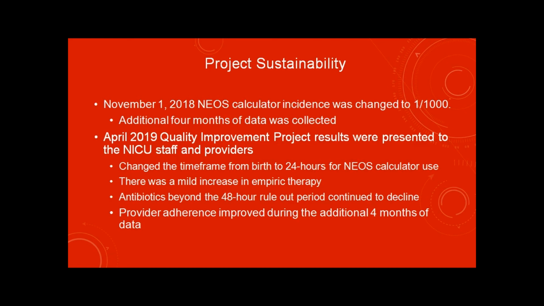Now, if the clinician wants to work the baby up and put the baby on antibiotics, they have that option, okay? But you can still use the calculator. Our antibiotic use beyond the 48-hour rule out is still declining, and our provider adherence improved during the additional 4 months.